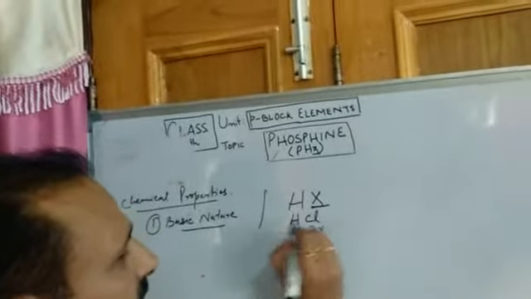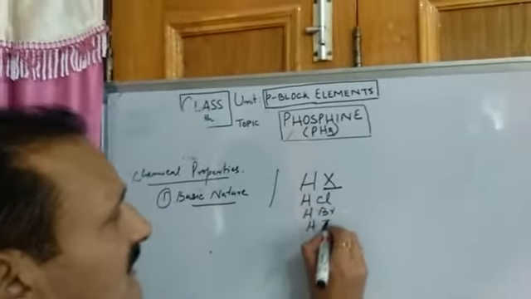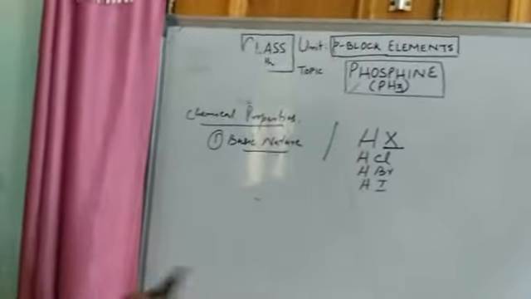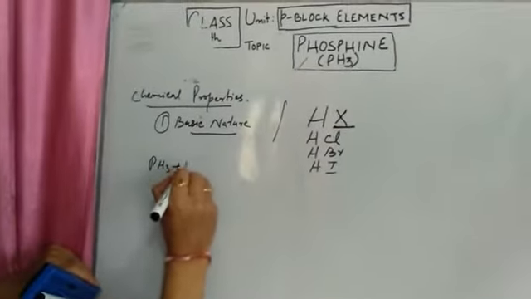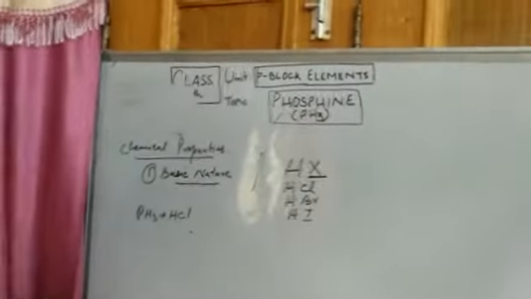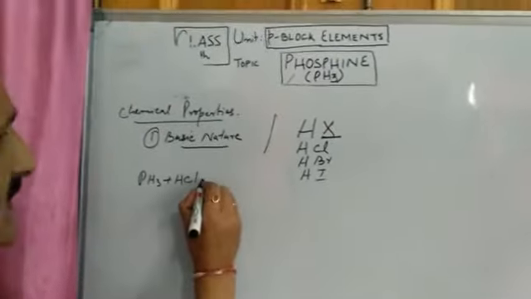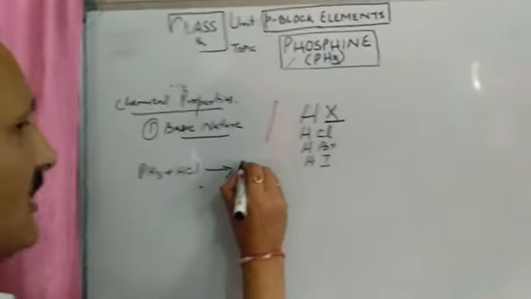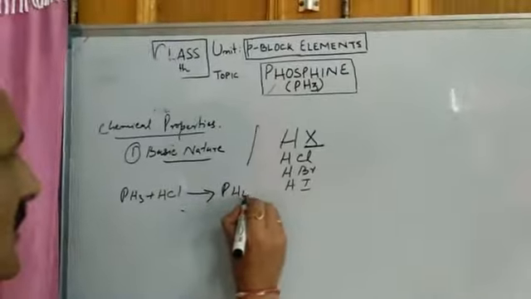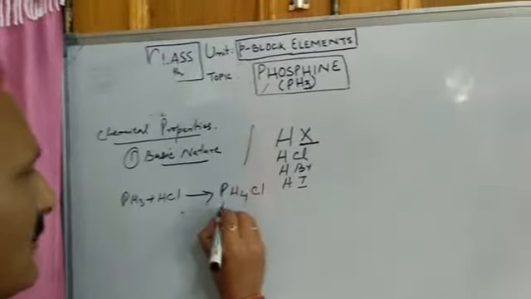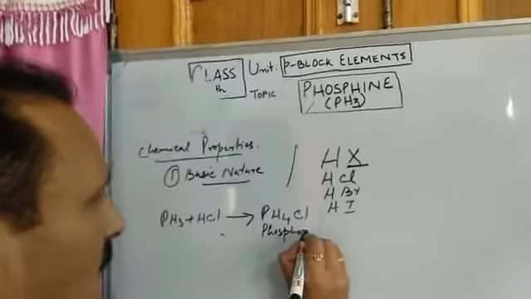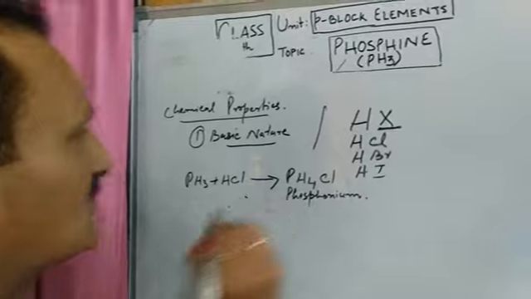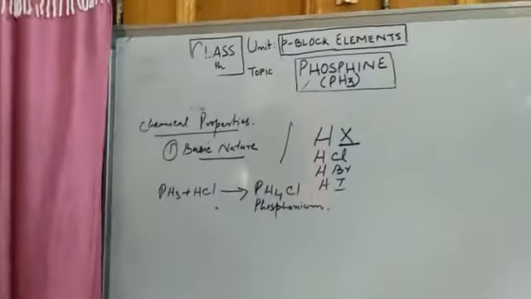HBr is another halogen acid. HI, hydroiodic acid, is another halogen acid. So we can treat phosphine with halogen acids like this. For example, this is phosphine. Let me treat it with halogen acid, that is HCl. When we treat it with halogen acid, we get phosphonium salts. This is phosphonium chloride. So it indicates that phosphine is basic in nature.